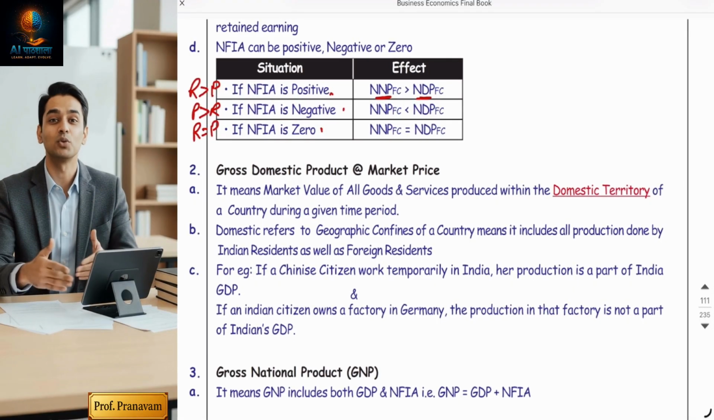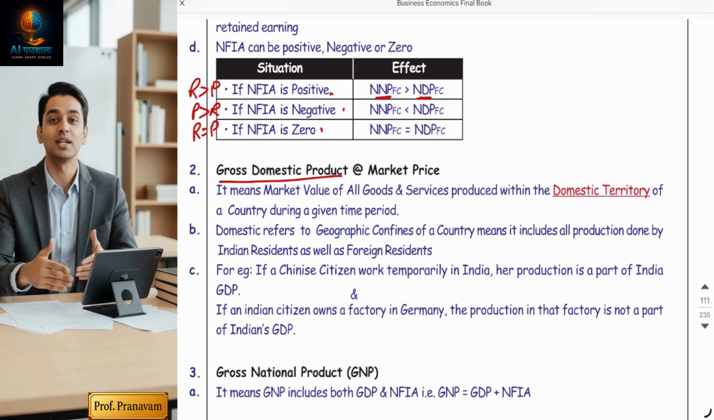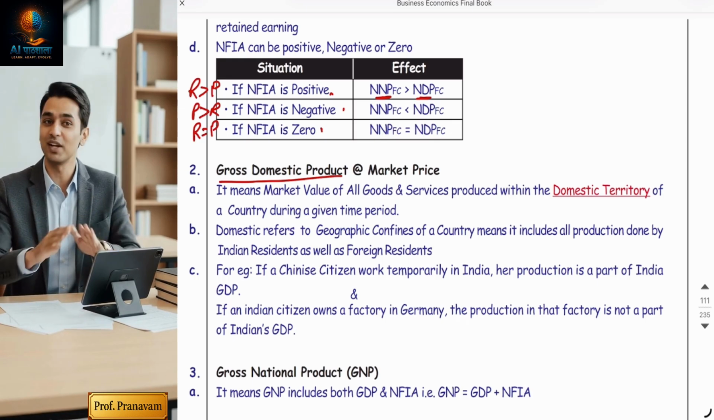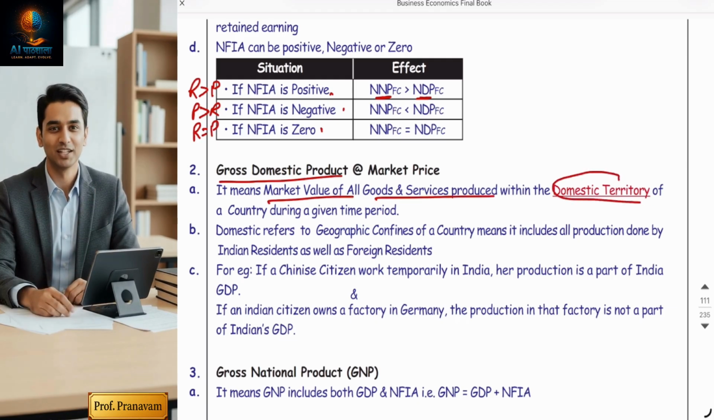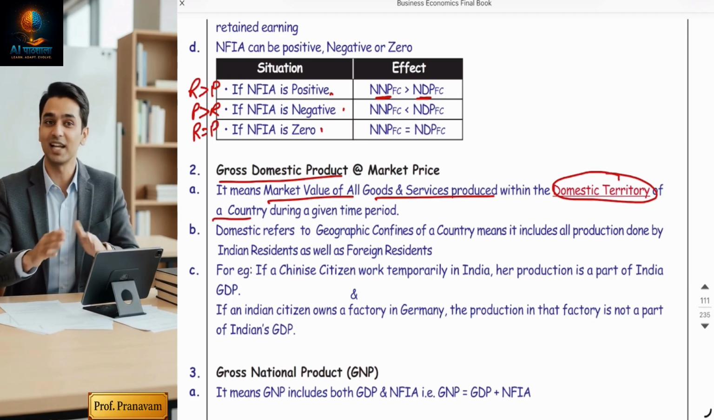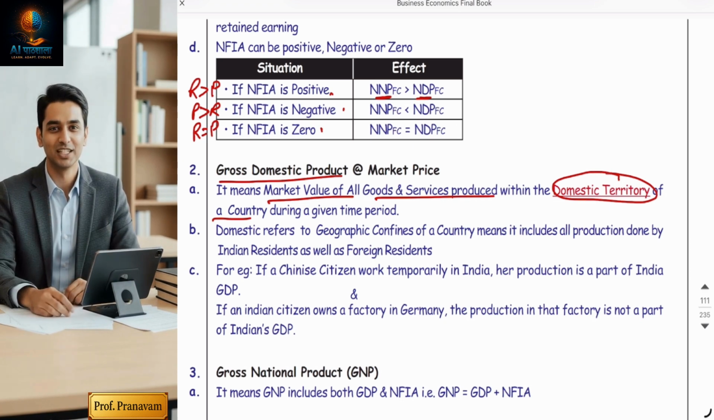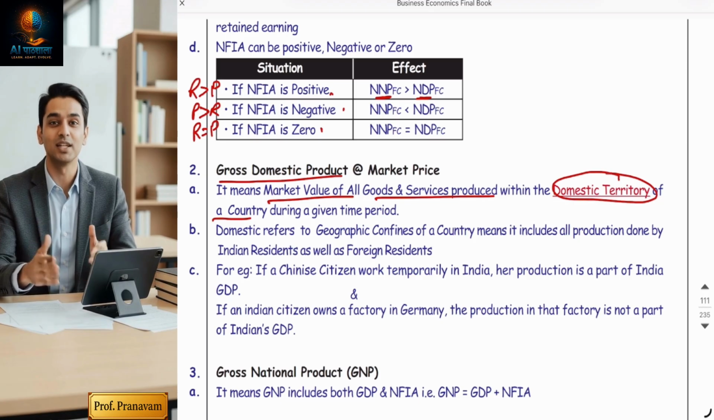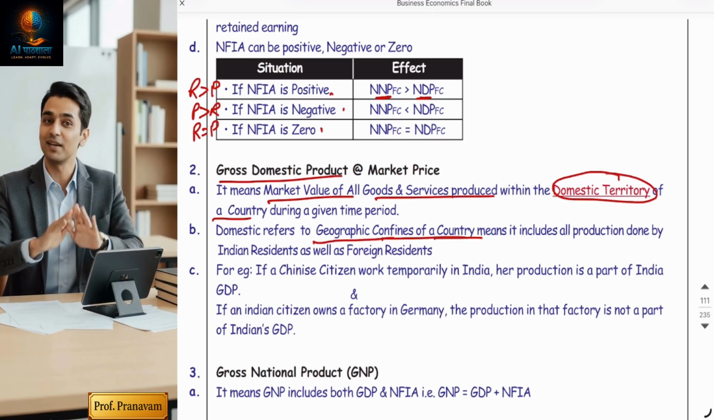Okay, so now the next concept is, what is GDP? Friends, gross domestic product means income earned within the domestic territory. It means the market value of all goods and services produced within the domestic territory of a country, meaning national boundaries. So GDP is the market value of all finished goods and services produced within the domestic territory of a country during a given time period. So domestic refers to the geographic confines of a country.